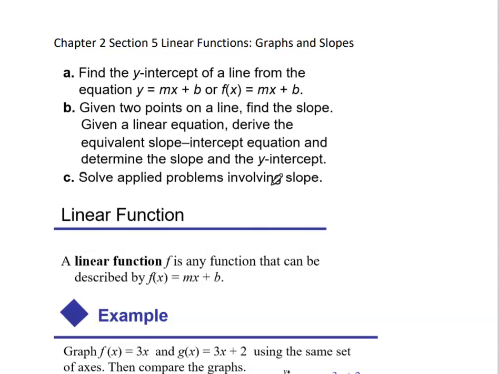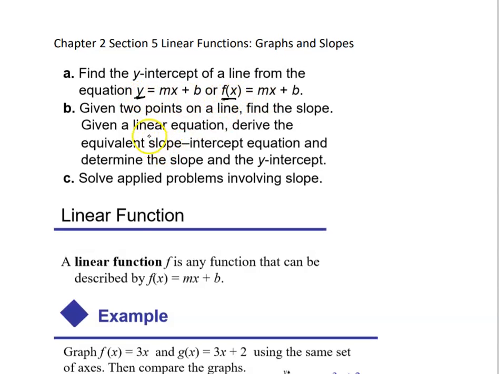Let's go ahead and talk about Chapter 2, Section 5. We're supposed to find the y-intercept of a line from the equation y equals mx plus b, or f of x equals mx plus b. Remember that y and f of x are the exact same thing. Given 2 points on a line, find the slope. Given a linear equation, derive the equivalent slope-intercept equation, determine the slope and the y-intercept, and solve applied problems involving slope.